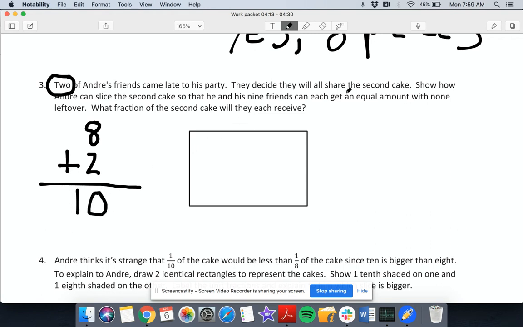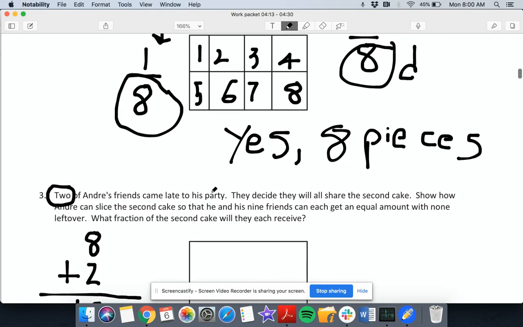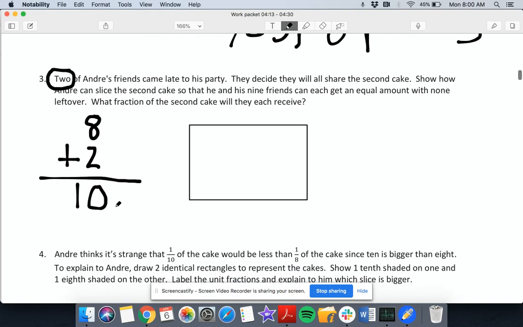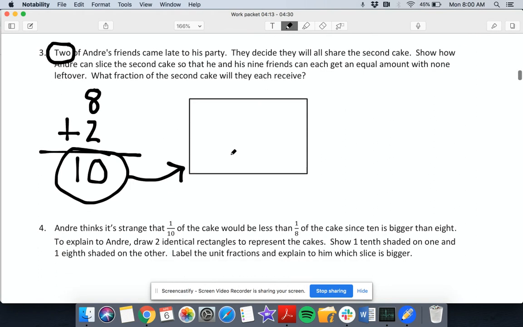They decide they will all share the second cake. Show how Andre can slice the cake so that he and his 9 friends can get an equal amount with none left over. What fraction of the second cake will they receive? So what you're going to do, math stars, is you're going to cut this cake into 10 equal pieces.